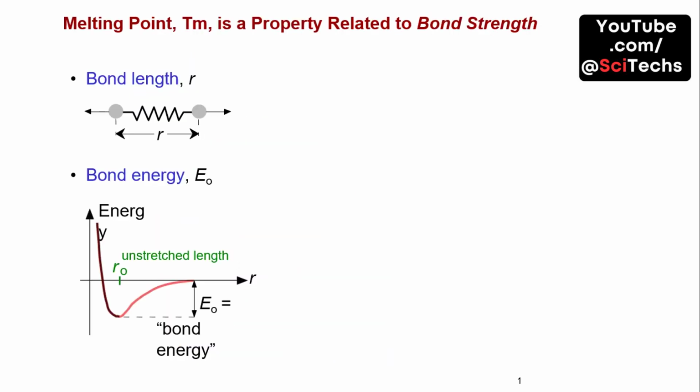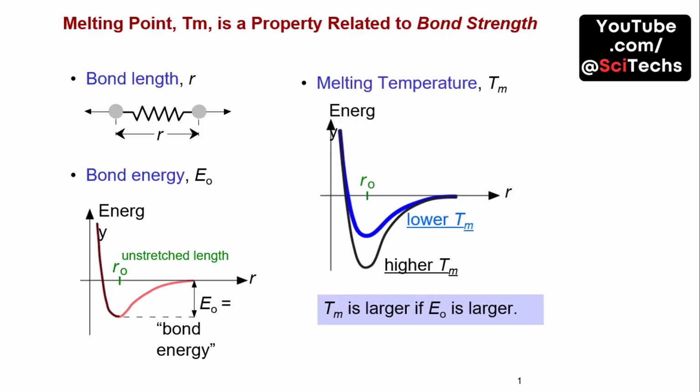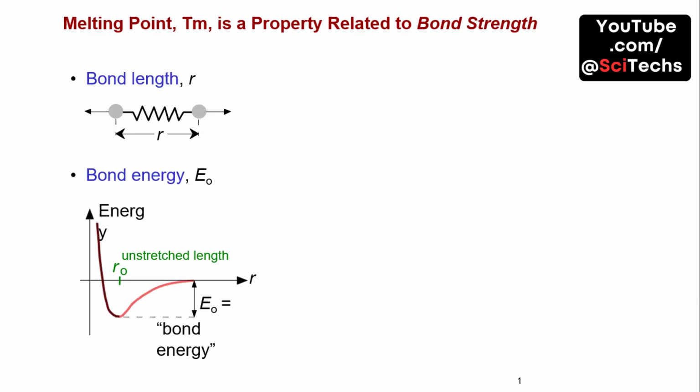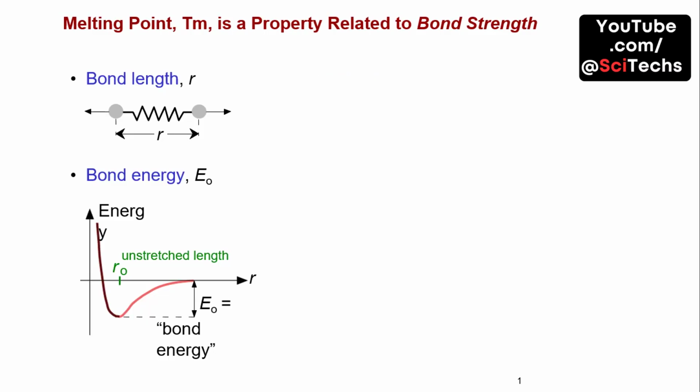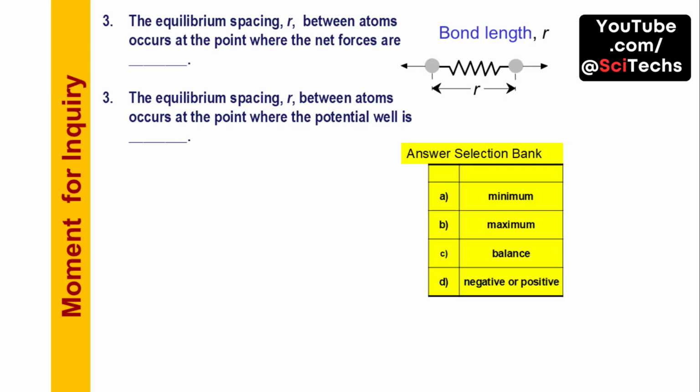Another inquiry moment. Determine the equilibrium spacing between atoms where net forces and potential well are balanced. This exercise reinforces your understanding of atomic interactions and bond stability. The equilibrium spacing occurs at the point of balance where attractive and repulsive forces are equal. This concept is crucial for understanding the stability and behavior of atomic bonds.